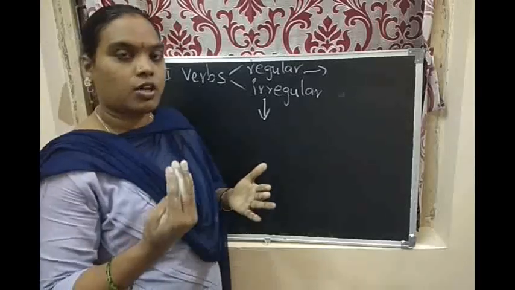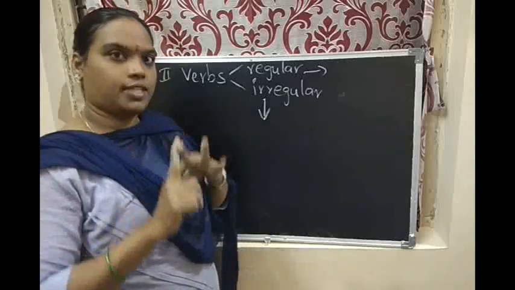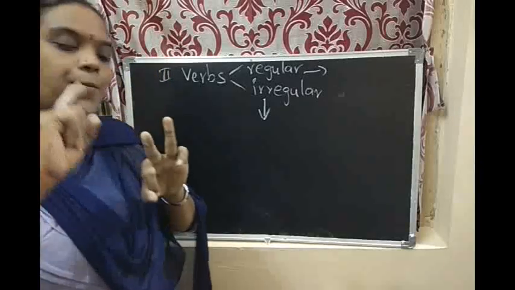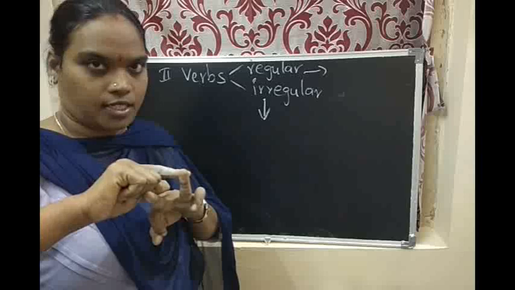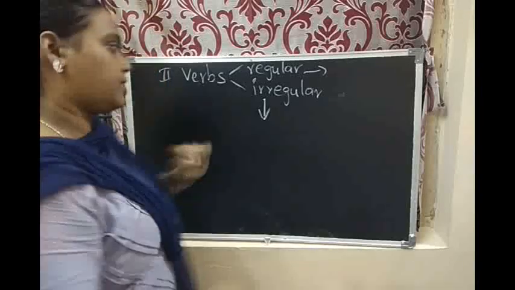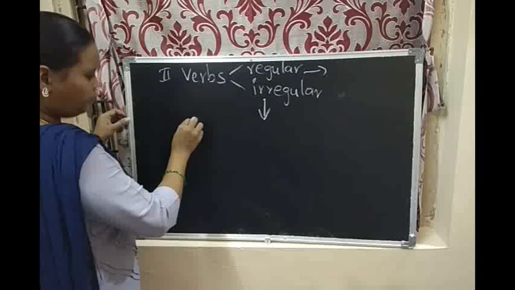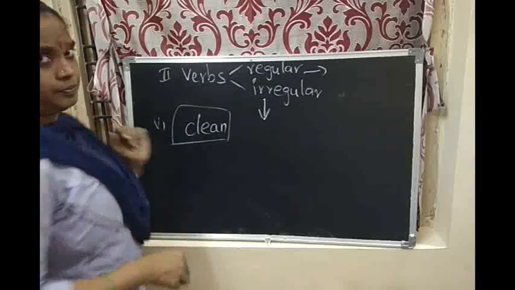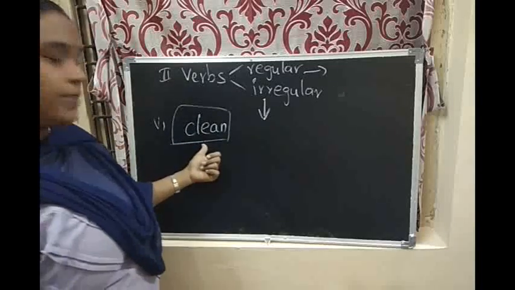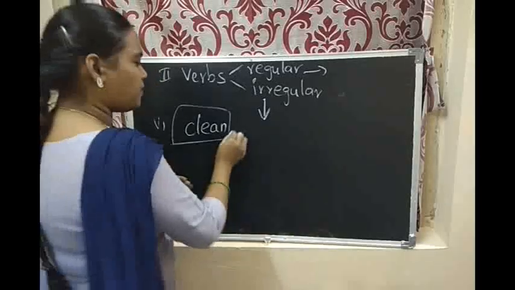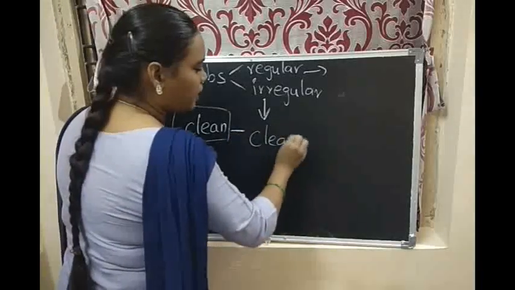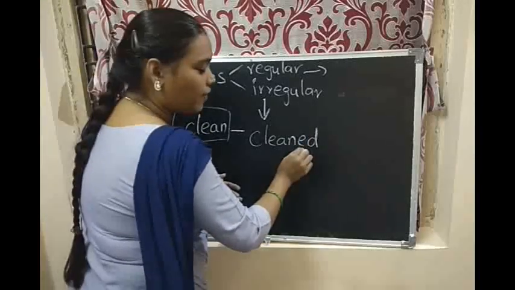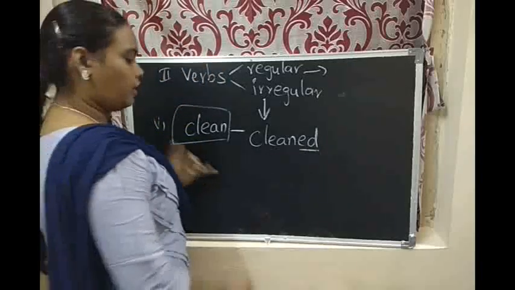Present tense to past tense. How many tenses do we have? Three tenses: present tense, past tense and future tense. Whenever we are changing present tense to past tense, we can take one verb. For example, you can take clean. This is the V1 verb. You can change this verb, clean, into past tense. What happened? Cleaned. What have we added? Ed.